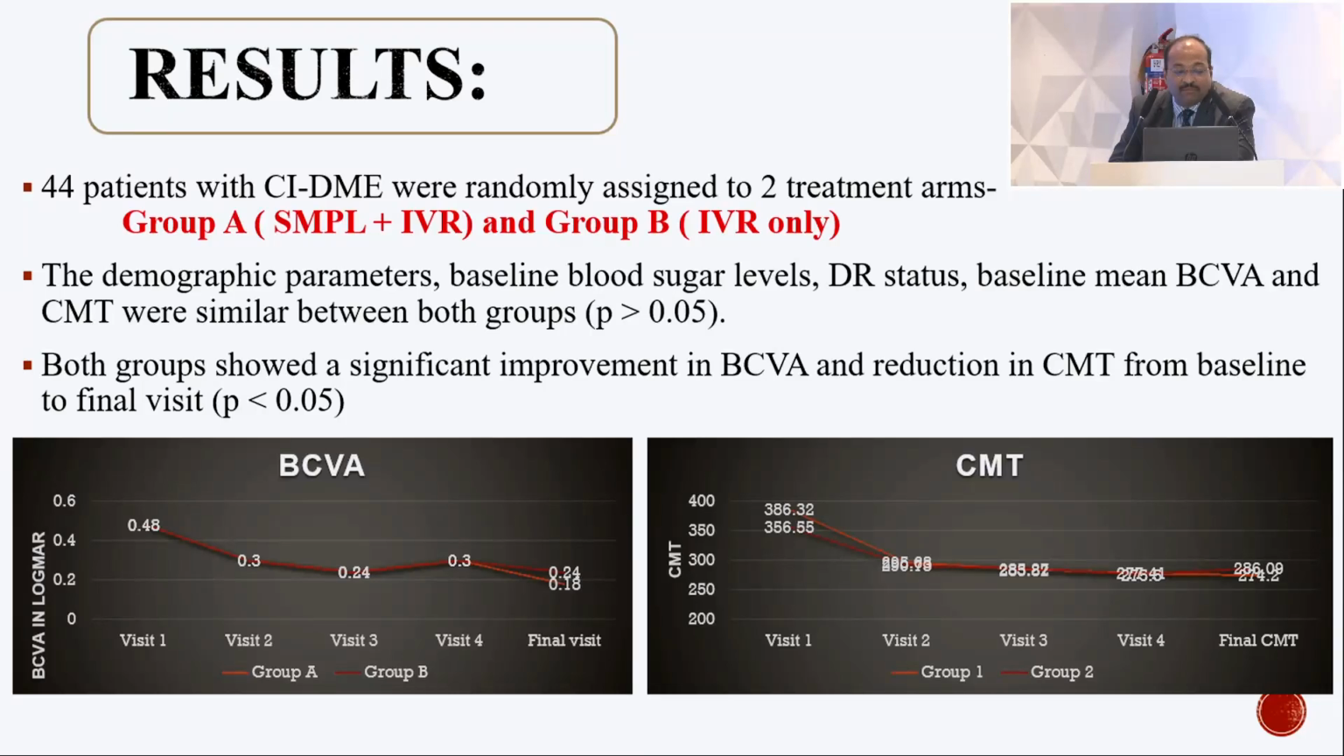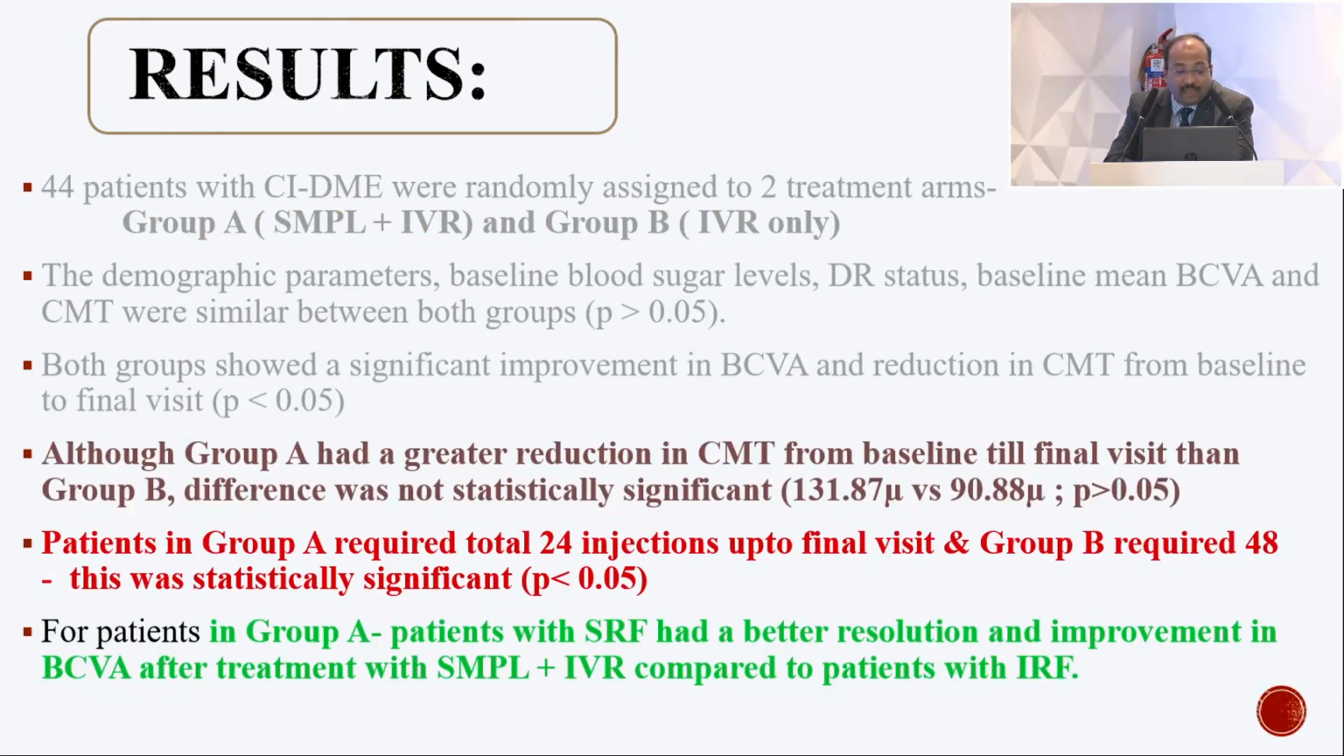And this is what we found: 44 patients were randomized to 2 treatment arms, group A the combination, group B only ranibizumab. Demographic parameters were almost all the same, and both groups showed significant improvement in acuity as well as reduction in central macular thickness from baseline to final visit. Group A had greater reduction in CMT from baseline till final visit than group B, but the difference was not statistically significant, though you see that the trend was a little greater in the combination arm.